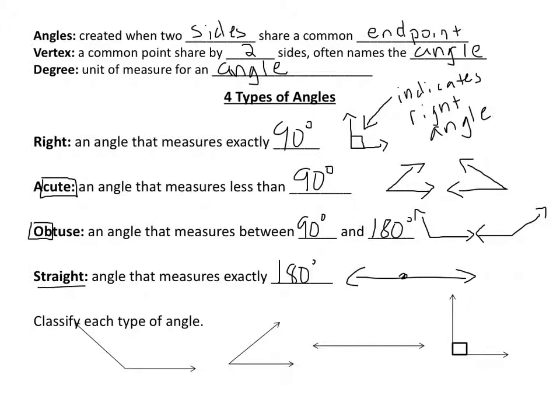Okay? So now what I want you to go ahead and do is pause the video, and I want you to classify each type of angle. Alright, this first one, hopefully you noticed, was obtuse because it's more than 90 degrees. The second one is acute because it's less. Then we have our straight angle, and lastly, because of that little square, our last one is a right angle.